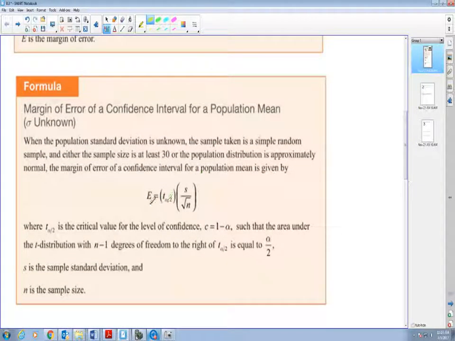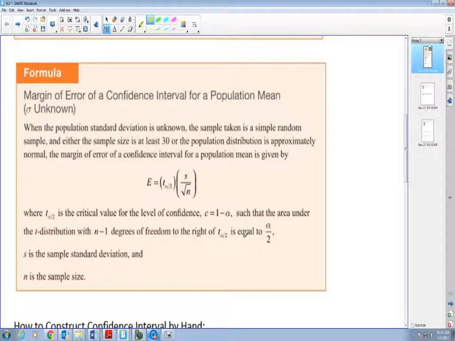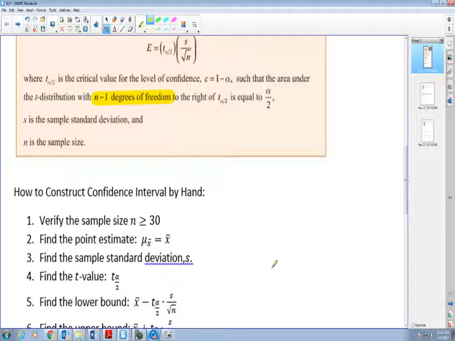The only thing different with the margin of error formula is that rather than having a sigma here, we have a lowercase s. Rather than z sub alpha over 2, we're going to use the t-value. When we use the t-value here, this is very important: the area under the t distribution is going to have n-1 degrees of freedom. What we've got to remember is that when I did the t-value in the previous lecture video, whatever the degree of freedom was, that's the number I looked up. But for the confidence interval, we need to go with n-1 degrees of freedom.